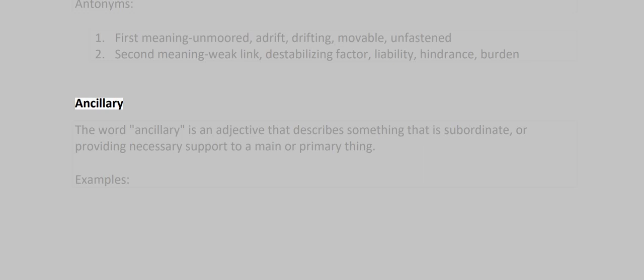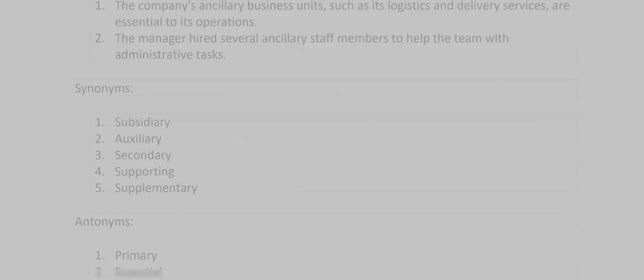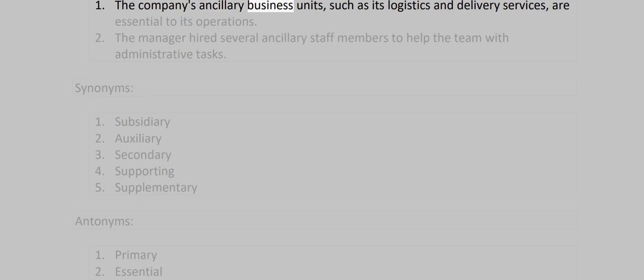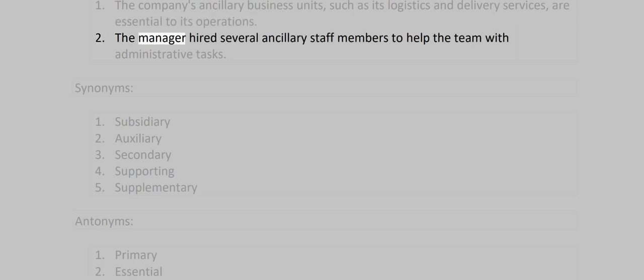Ancillary. The word ancillary is an adjective that describes something that is subordinate or providing necessary support to a main or primary thing. Examples. 1. The company's ancillary business units, such as its logistics and delivery services, are essential to its operations. 2. The manager hired several ancillary staff members to help the team with administrative tasks.